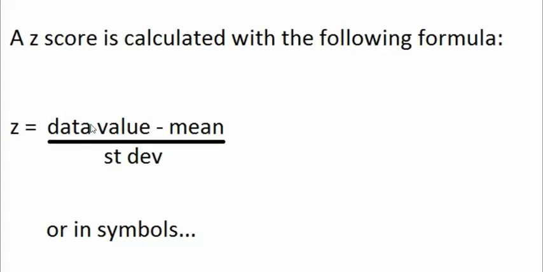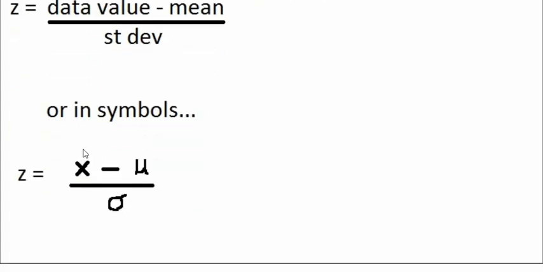To turn a data value into a z-score, you subtract the data value by the mean and you divide by the standard deviation. And this is the formula in symbols. It's data value x minus the mean divided by the standard deviation.